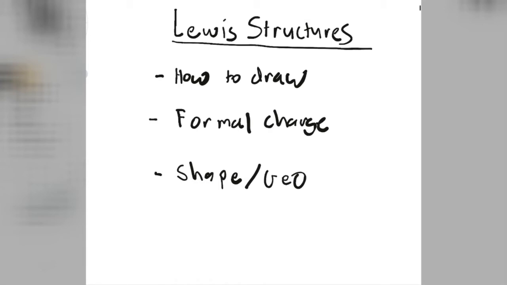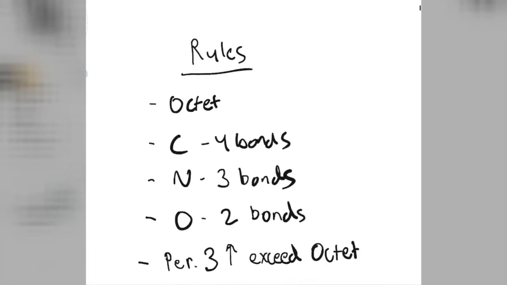First, we're going to learn how to draw Lewis structures. The first thing we have to understand is a few of the rules that we need to know. Let's just quickly look at them. These are just some of the rules that we should know before we draw some basic Lewis structures. The first one, and perhaps the most important, is the octet rule.